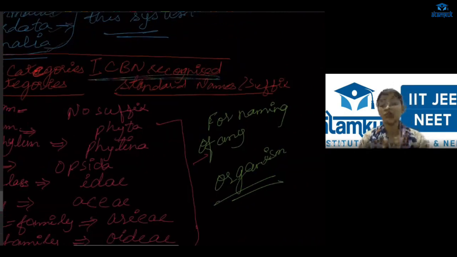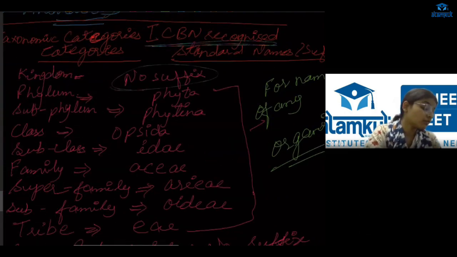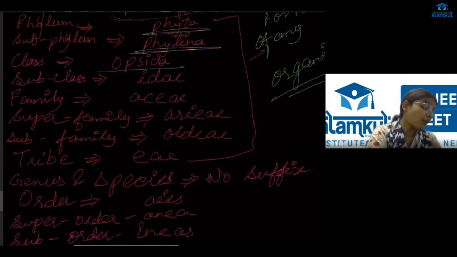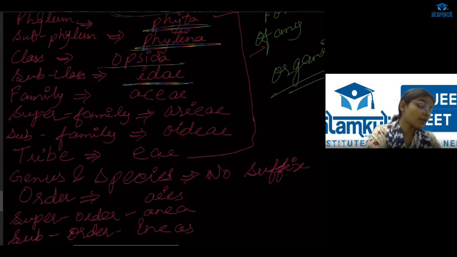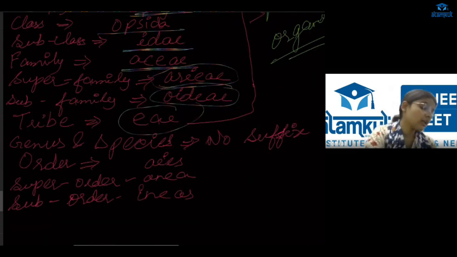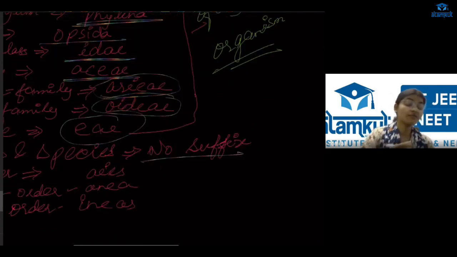This ICBN has recognized certain rules and regulations of how we will name. Okay, so for naming any organism, kingdom is given no suffix, then phylum is given the suffix phyta, subphylum is given the suffix phytina, class is given the suffix opsida, then subclass idae, family will be given the suffix aceae, superfamily oidae, subfamily oideae, tribe eae, and then genus and species have no suffix. Order is ales, superorder anae, and suborder ineae. So this is how you can classify a particular organism in the most specific way.